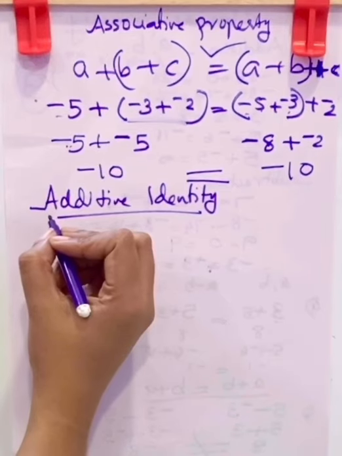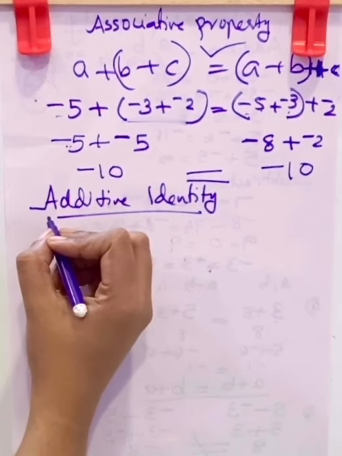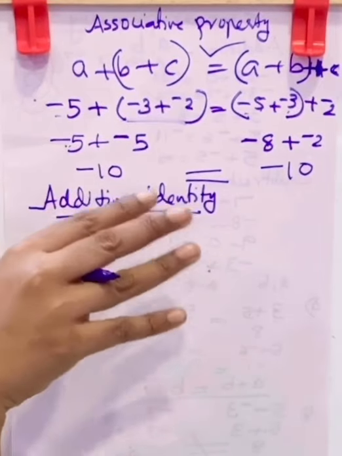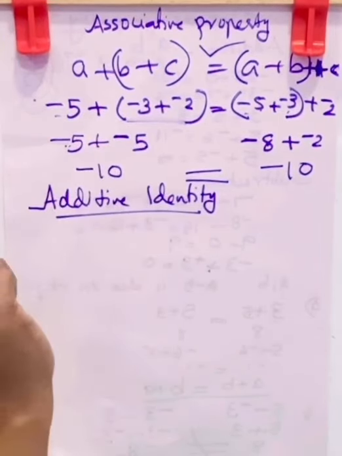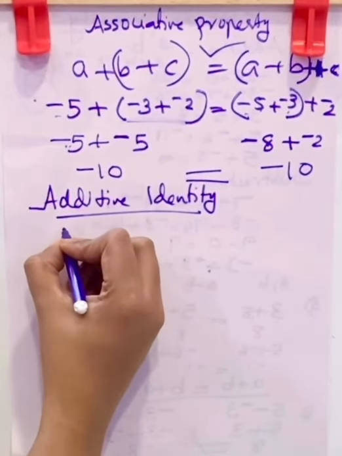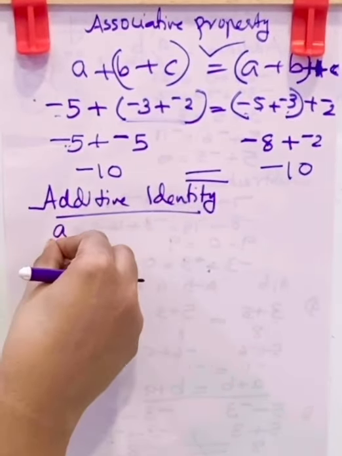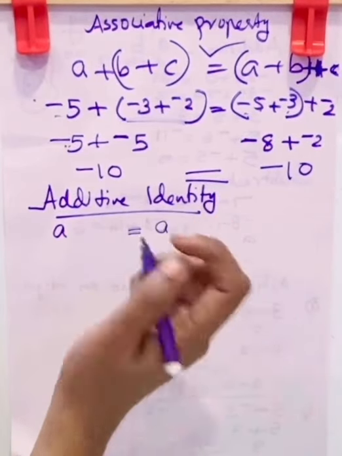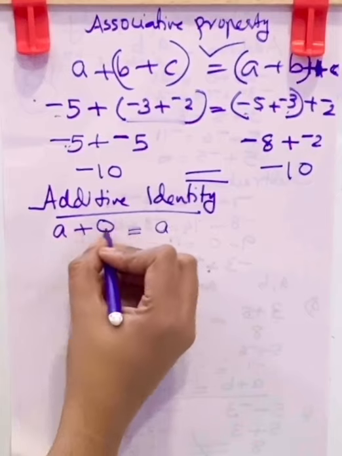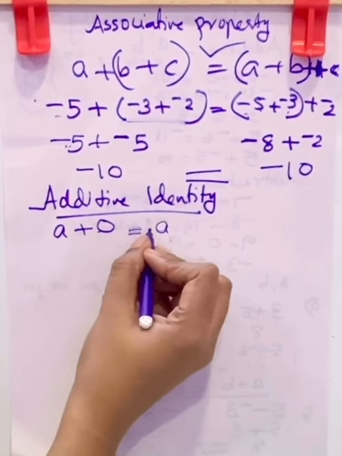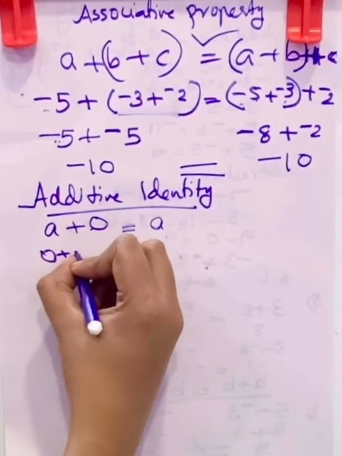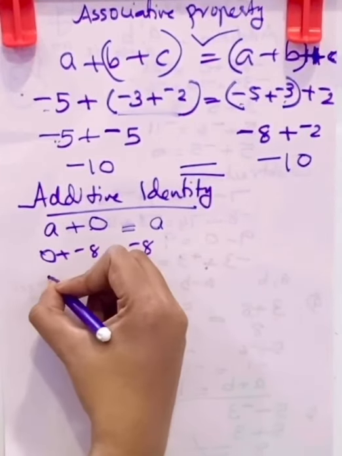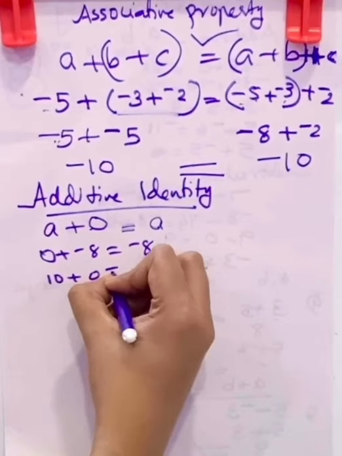Additive identity means we want to get the identical number, that is the same number, if we add a number to some number. That is, if we add some number to this A, we want to get the answer A itself. What is that number? It is 0. A plus 0 is A. 0 plus -8 is -8. 10 plus 0 is 10.